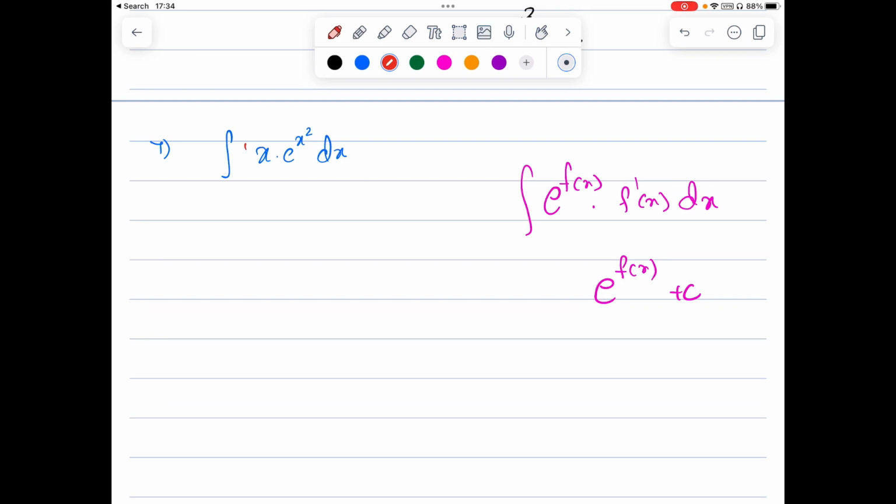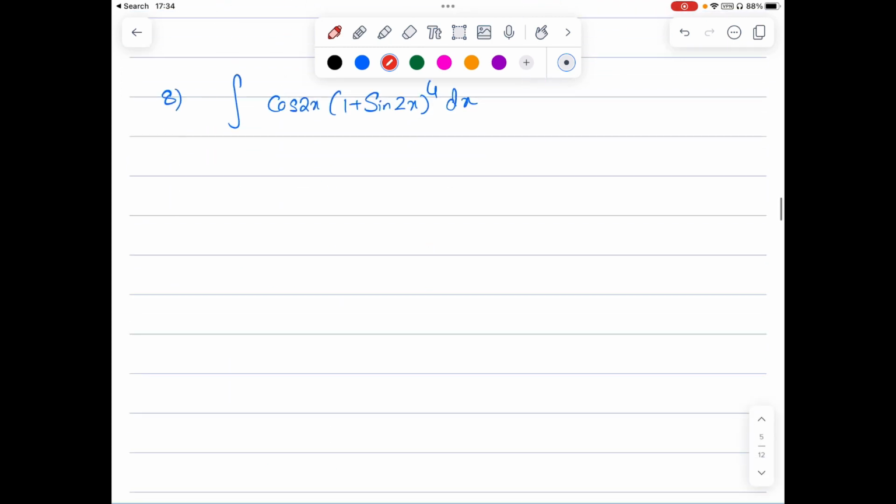So here x square derivative is 2x. 2 is missing, so multiply and divide by 2. So the answer is 1 upon 2 e power x square plus c.